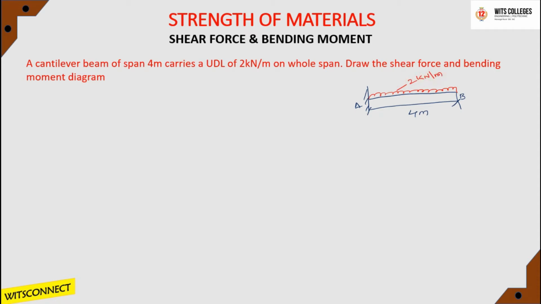Over the length. So for this we have to draw the shear force and bending moment diagram. For that solution, first we have to find the shear force as well as the bending moment. Shear force at B, SF at B, is 0 because it is a uniformly distributed load. At the free end it is 0.